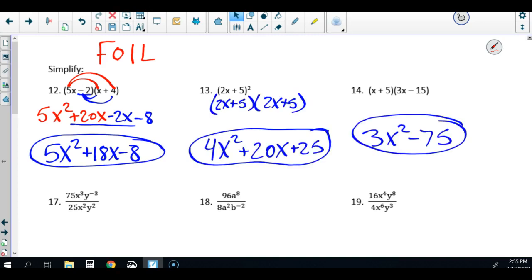And here's 13 and 14. 13, make sure you know that this squared means to multiply 2x plus 5 times itself. Rewrite it to look like a FOIL problem.